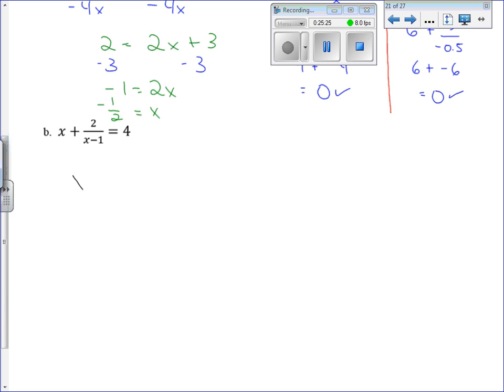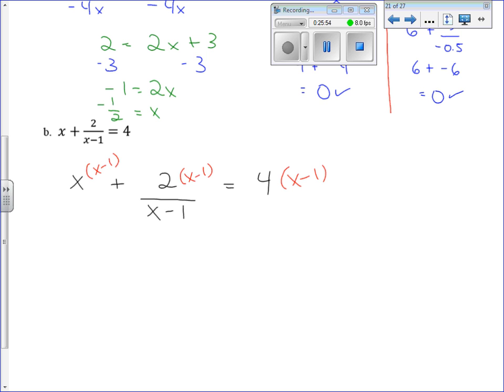I want to use it to illustrate really what's going on here. So at this point, you're multiplying every term by every denominator. Our denominator here is x minus 1. So I'm going to times this by x minus 1, I'm going to times this by x minus 1, and I'm going to times this by x minus 1. Every term by every single denominator.